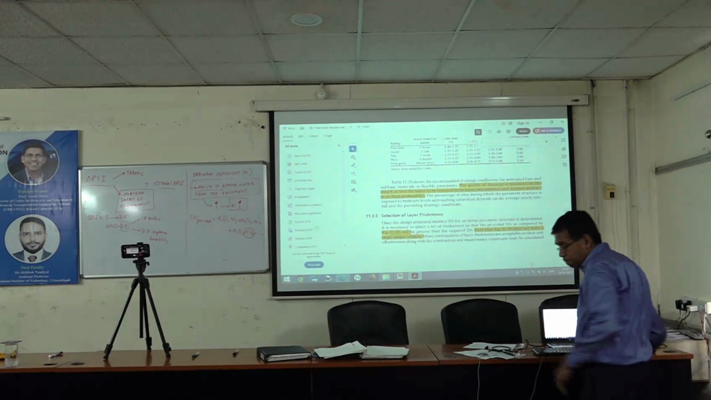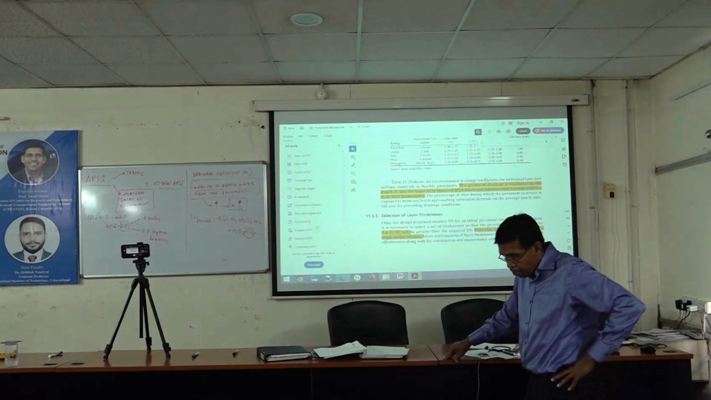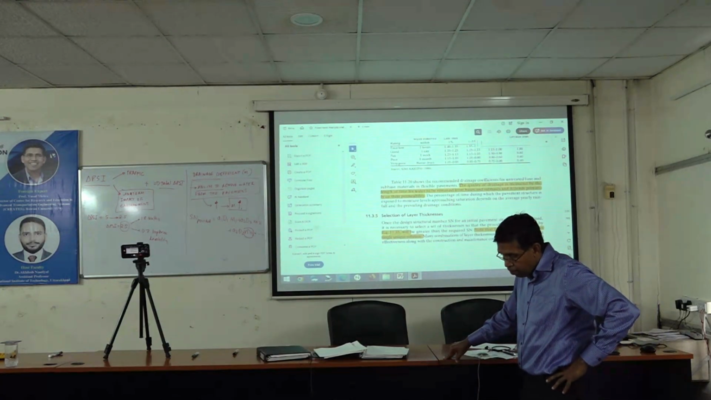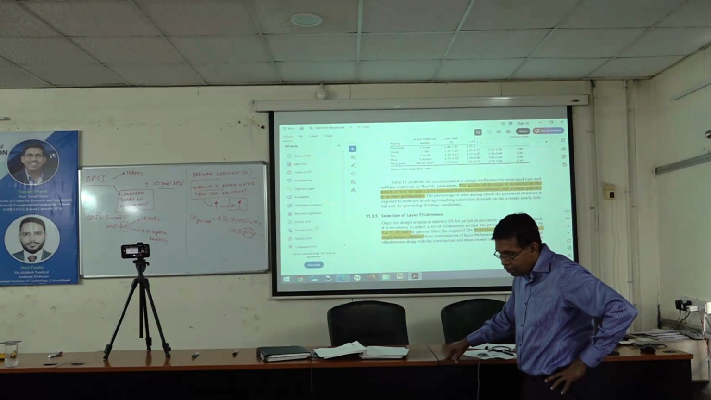Sir, in the equation that you have shown, A1, D1, let us say corresponding to the asphalt mixes, there was no drainage coefficient. That means, let us say, that was considered 1. Does that mean that the asphalt layer has more capacity to drain water compared to other layers, but that is impermeable compared to other layers?